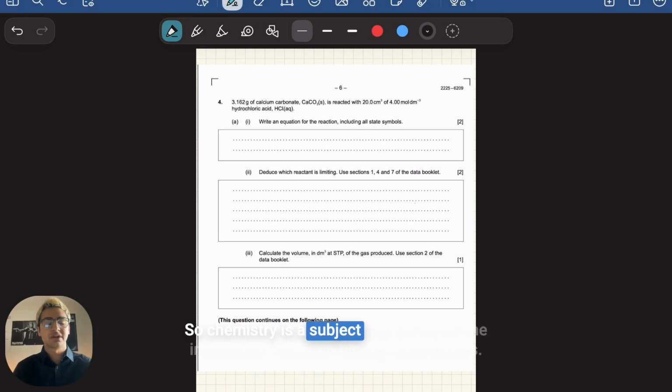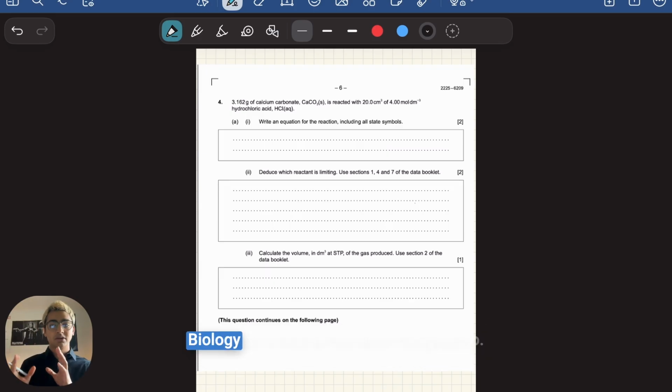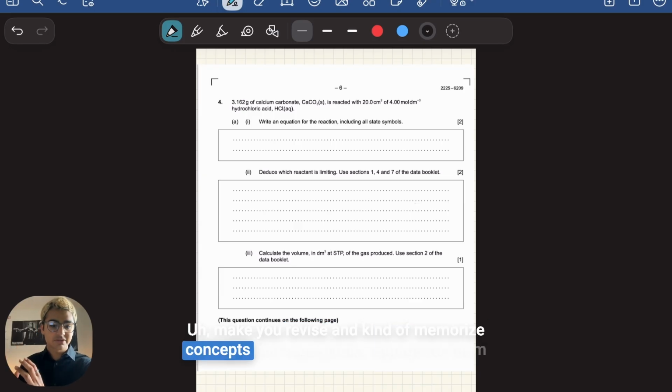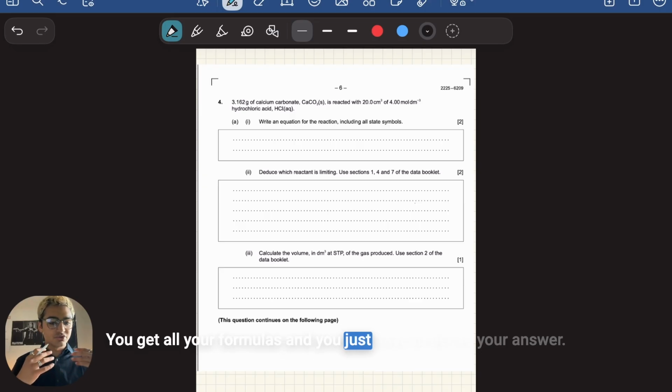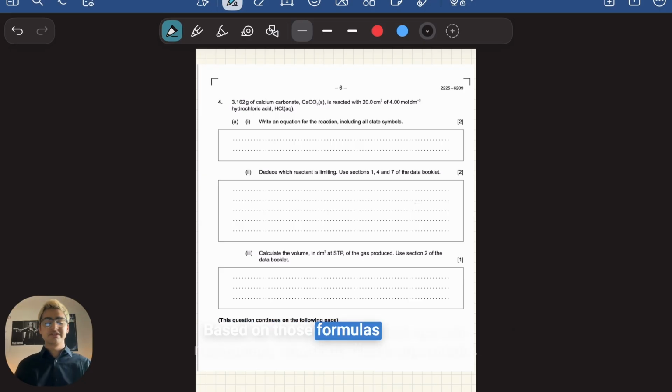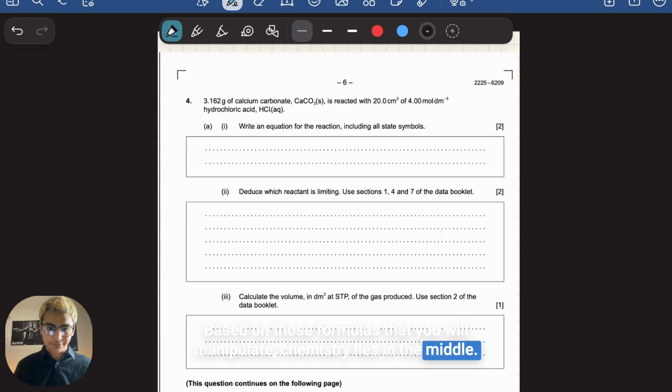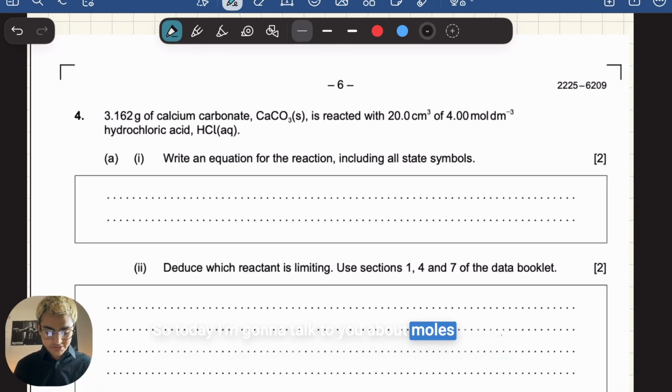So chemistry is a subject that is kind of the in-between between biology and physics. Biology as a course has been designed to make you revise and memorize concepts and regurgitate them onto paper with very little application. Physics, on the other hand, is purely application-based. You get all your formulas and you just have to derive your answer based on those formulas that you will manipulate. Chemistry lies in the middle. So today I'm going to talk to you about moles.